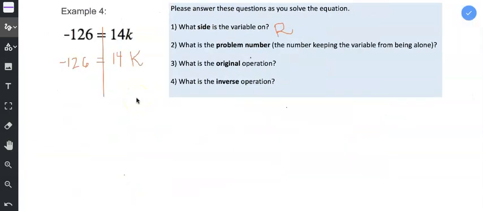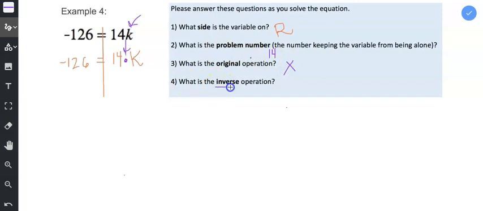All right, we're moving on to example 4. I already filled in that the variable is on the right side, k is on the right side. I also rewrote it because I want to be able to fill in between a symbol. You'll see in a second. What is the problem number? The problem number is the 14. The 14 is keeping k from being alone. What is the original operation? Well, the original operation is multiplication. Remember, when you don't see anything in between the number and the variable, it means multiplication. So I put in my multiplication sign.